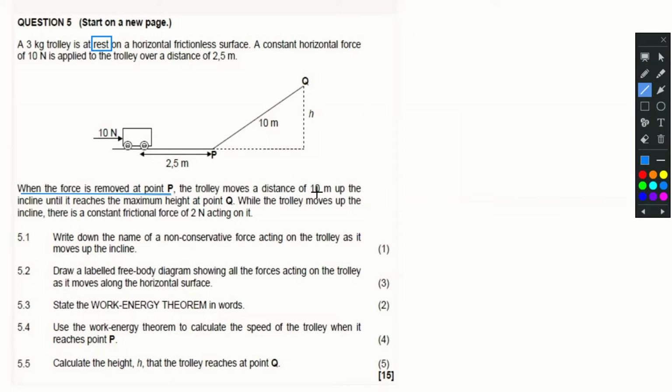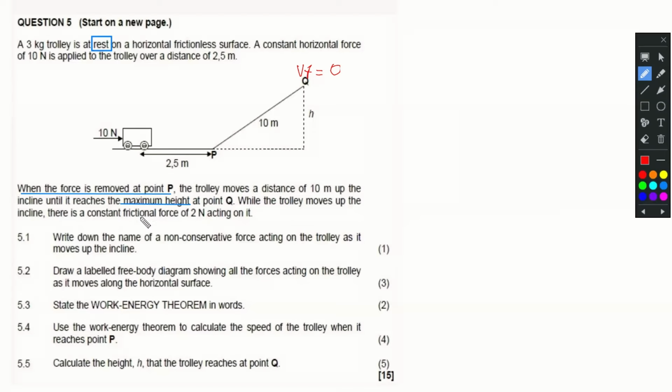So the trolley moves a distance of 10 meters up the incline until it reaches a maximum height. Now, this is a keyword, maximum height. If you can think of this based on your VPM, vertical projectile motion, you do know that once they mention maximum height, it means that at that point, the final velocity or the velocity is 0. So once they say an object reaches a maximum height, that means at that point, the velocity needs to be what? 0. That's why it momentarily comes to a stop, right?